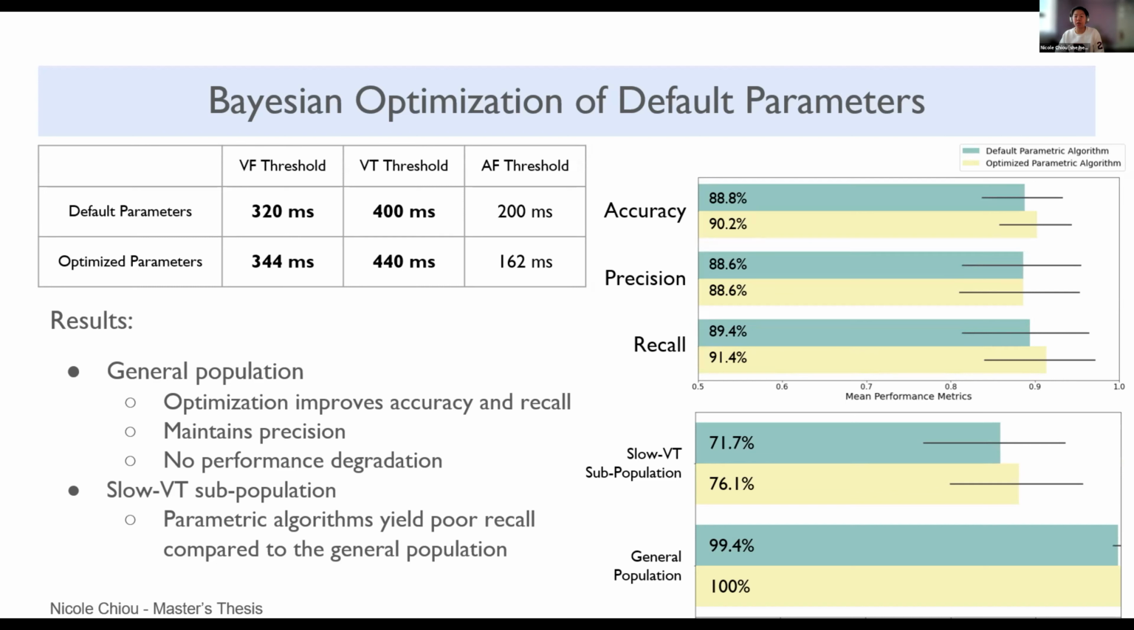Nonetheless, the practical implications of the parametric algorithm's failure to detect life-threatening VT episodes for this patient subpopulation are deleterious, where the failure to detect just one VT episode can lead to severe consequences for the patient and/or death.